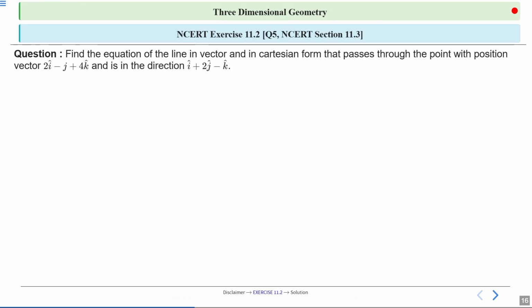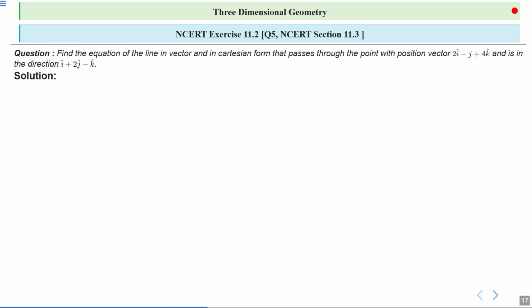Now let's look at question number 5. In this question, we are given a point in space with the position vector 3i cap minus j cap plus 4k cap and a direction for the line given by the vector i cap plus 2j cap minus k cap. We are asked to write the equation of the line that passes through this point and goes in this direction, both in vector form and in Cartesian form. First of all, think about this question. How would you approach it? And then see the solution.